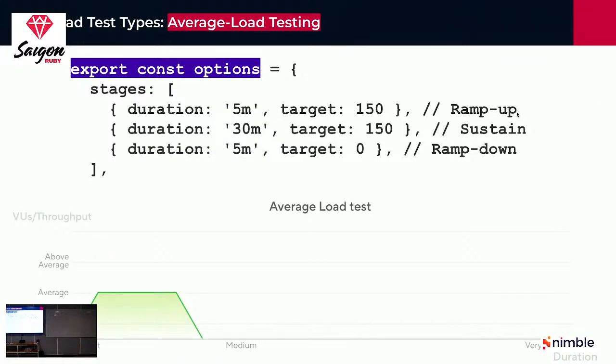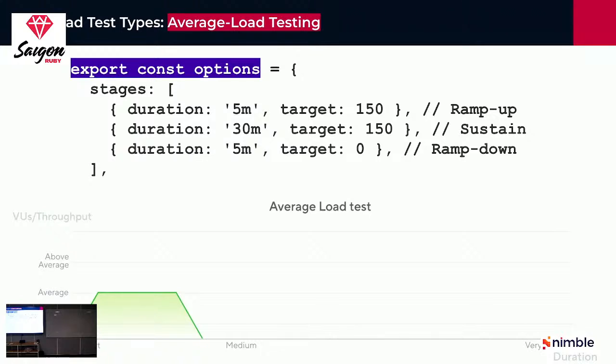So we will have 3 stages: ramp up, sustain, and ramp down. For the duration, here is the duration it takes to reach the target, and the target here we can think of as the number of VUs, the number of virtual users, or the number of iterations. To make it easier to understand, we can assume it's like 150 requests per second.